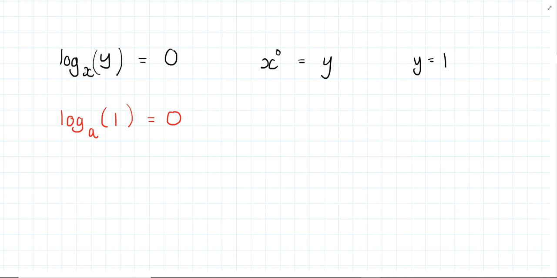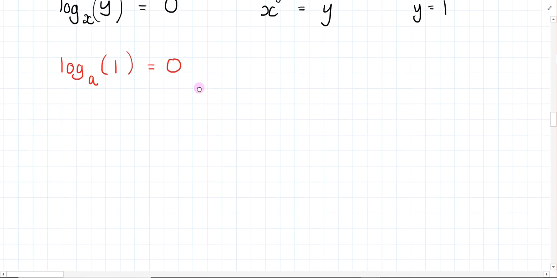Ethan? Log, sorry, hang on. Log to the base b of b equals 4. Okay, so I've got to write what? You've got to write it as an exponential.